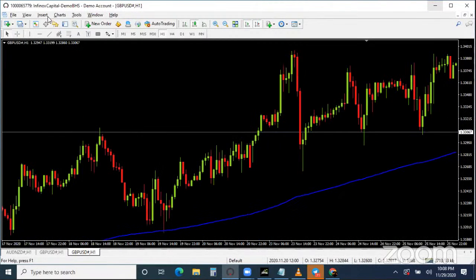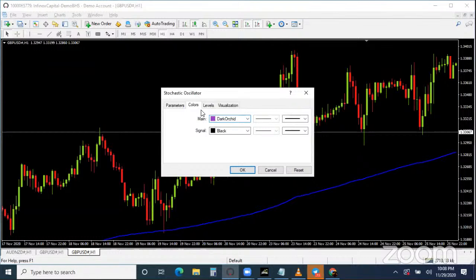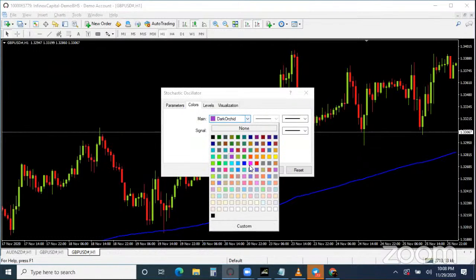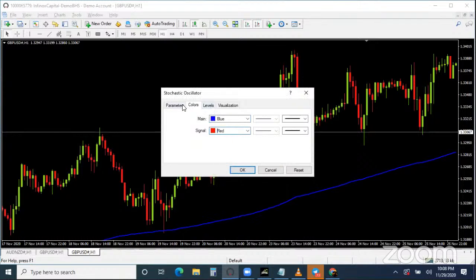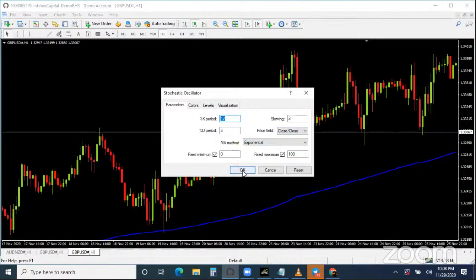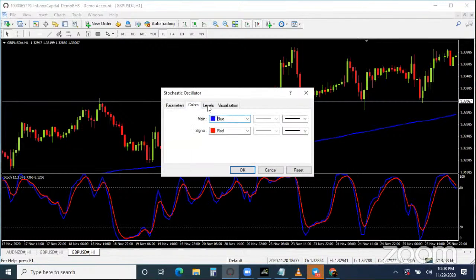Now, here we decide to add the stochastics, and we went and added the stochastic oscillator, and let's make this blue and red. We chose 12, 3, 3, close, exponential, and then we added this. And we said if price, sorry, since we have green and red there, let's take this to green.